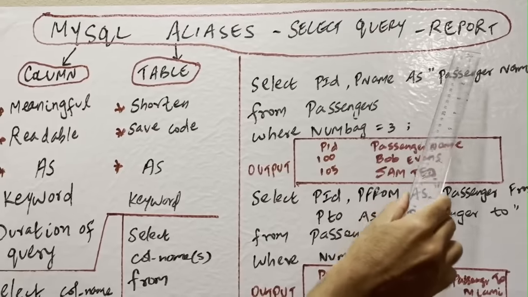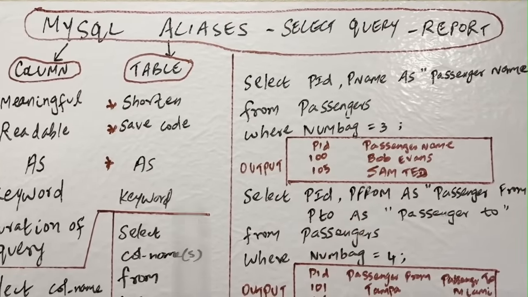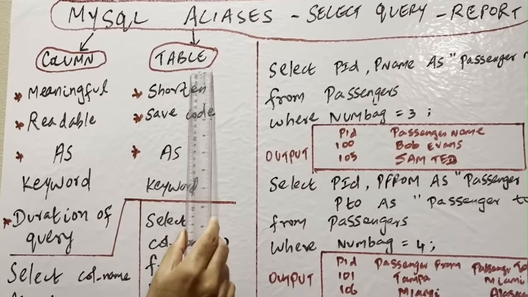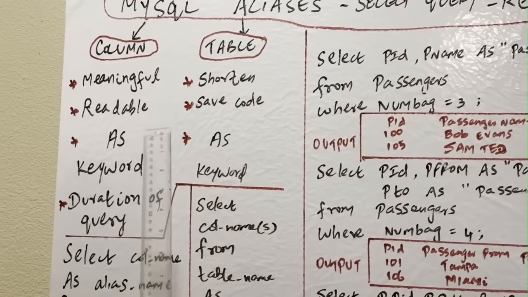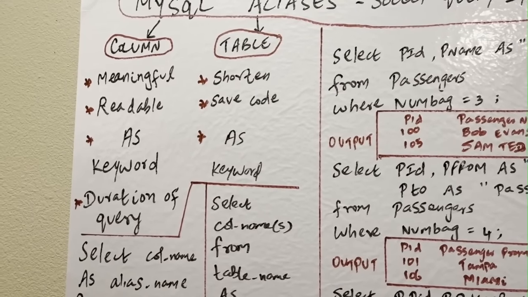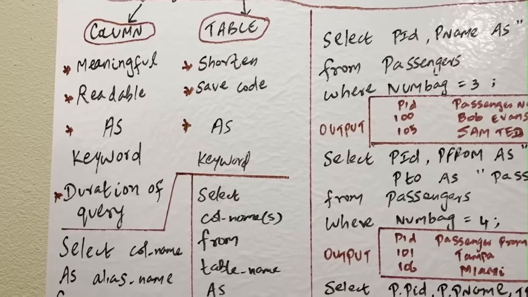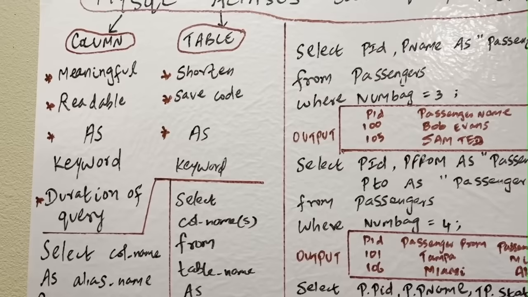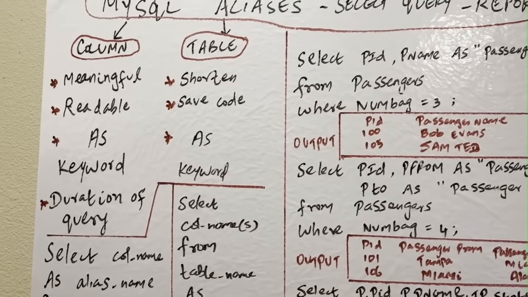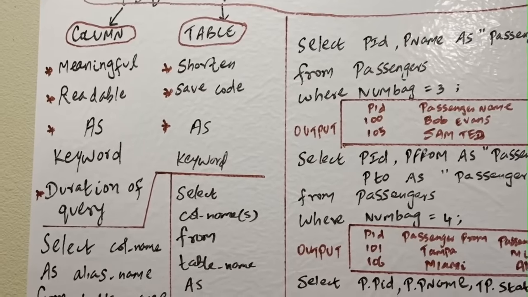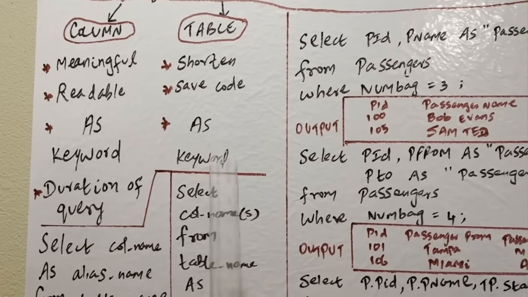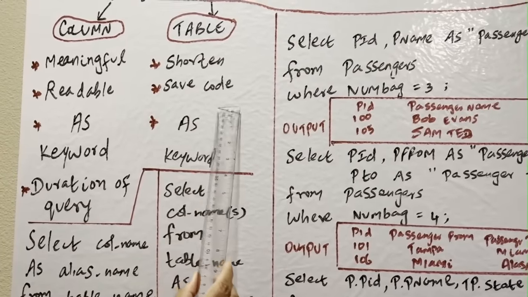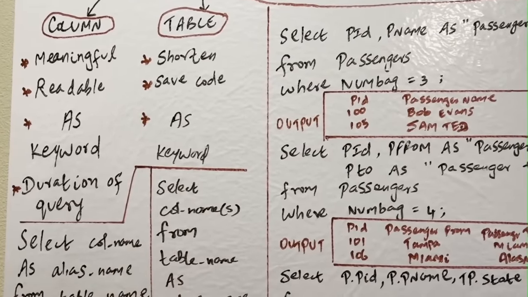It's used in select queries or for reports. There are two types of alias you can use: one is column, one is table. It's for more readability; it makes things more meaningful. When we create a table, we'll put some name for the table, a short table name or a long table name. But in the query, we want the reports to be very pretty, crisp and sharp. So we use aliases on column and table names, to shorten the query names, to save code, and to be more readable for the managers.